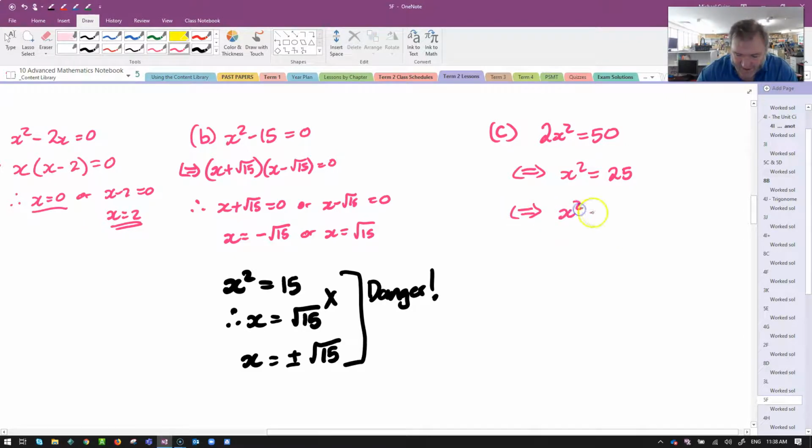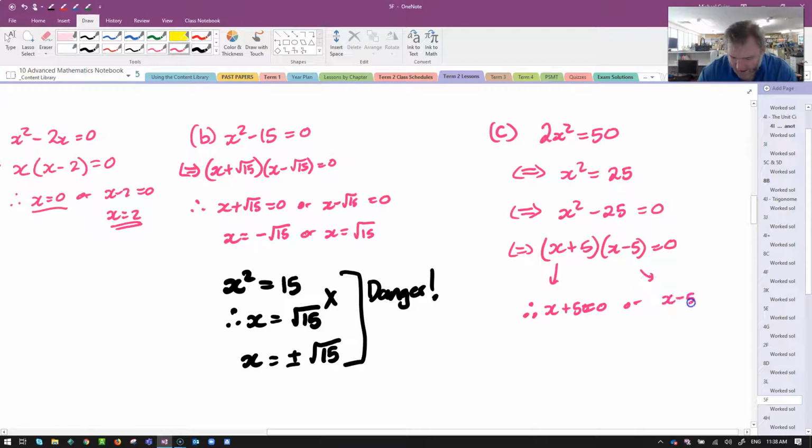Rearrange it so that it's equal to 0. x squared minus 25 equals 0. Apply your favourite rule in maths, the difference of two squares. x plus 5 times x minus 5 equals 0. Now, I know that the first bracket equals 0, or the second bracket equals 0. So x equals negative 5, or x equals 5.